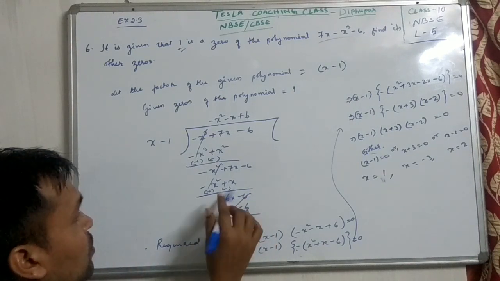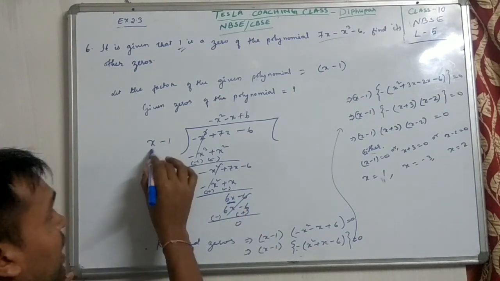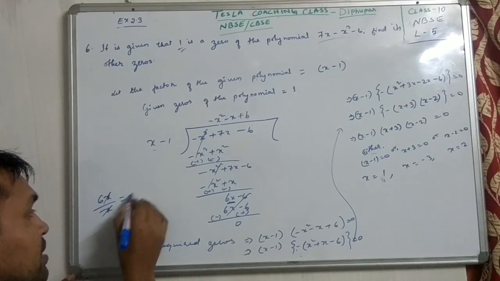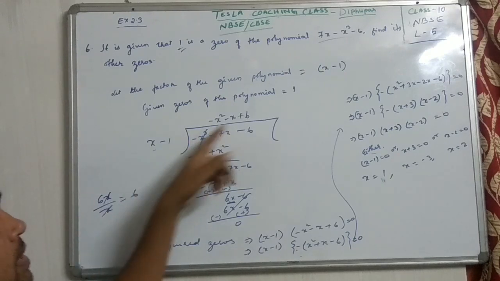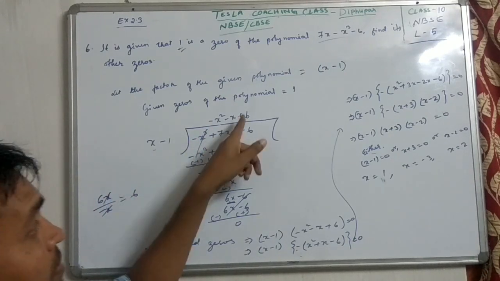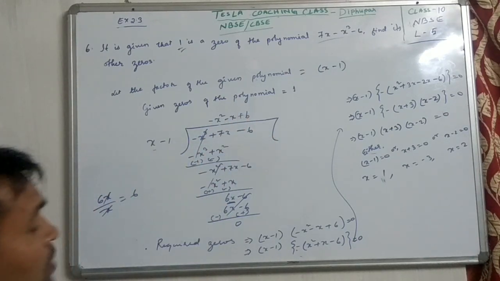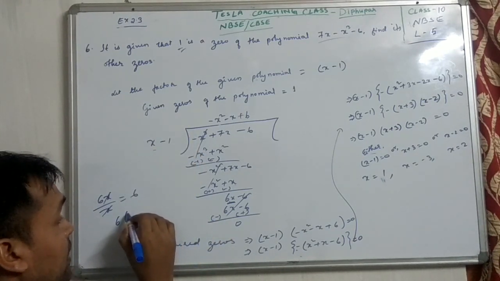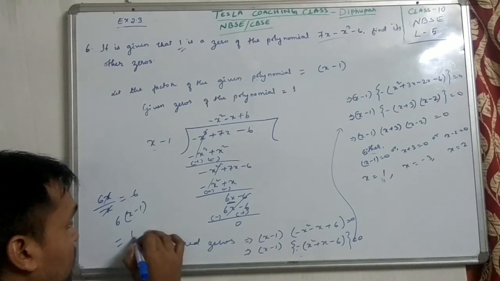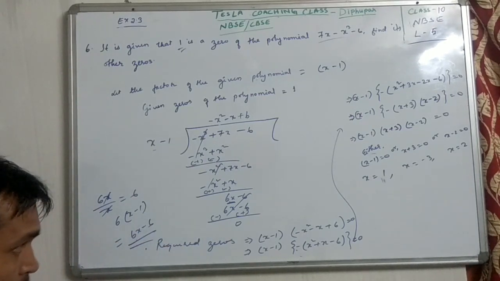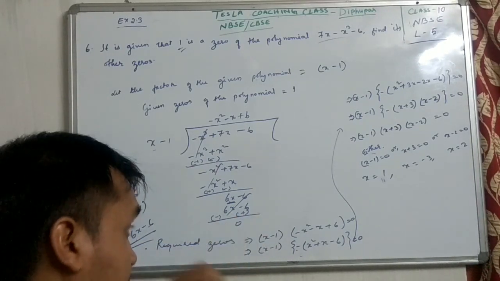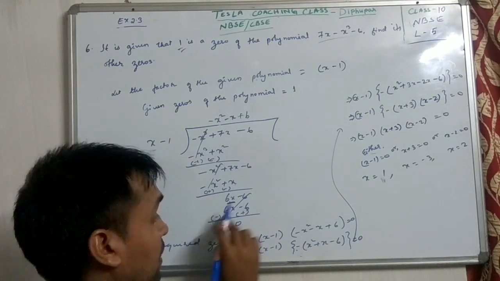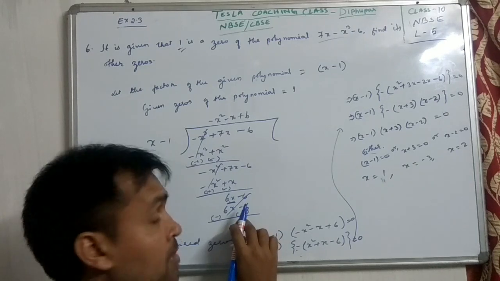Now next, what are you going to do? This first term and this one we are going to divide, that is 6x divided by x. So x cancels, what is left? 6. Is this 6 positive or negative? Positive, so we write it here as positive. With this 6 we are going to multiply x minus 1, so we get 6 into x minus 1, that is equal to 6x minus 6. So we have written here 6x minus 6, and it is positive, so the sign will be taken as negative. Here it is negative, so the sign will be taken as positive.